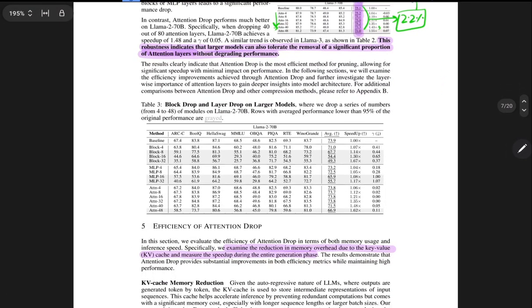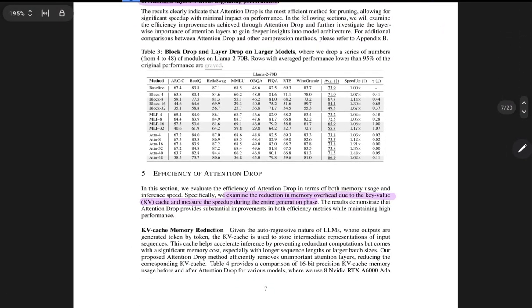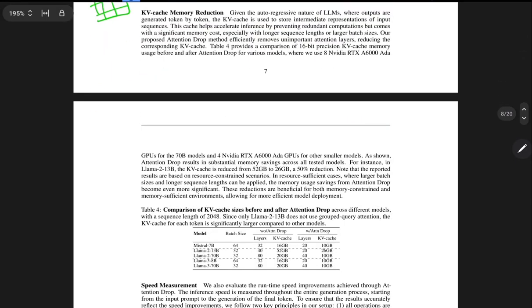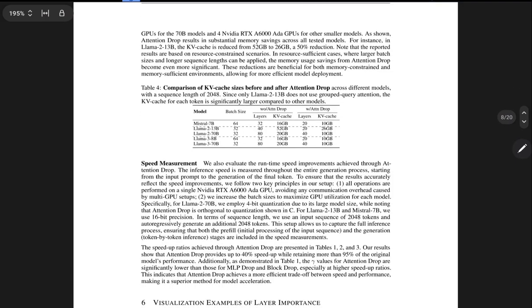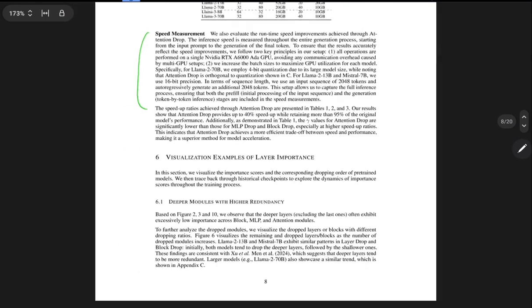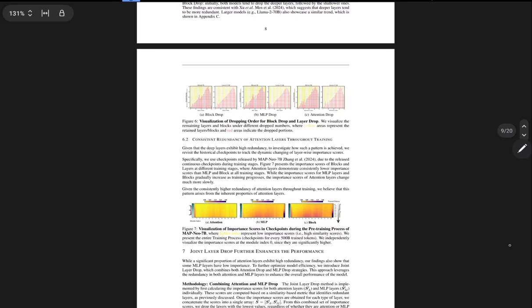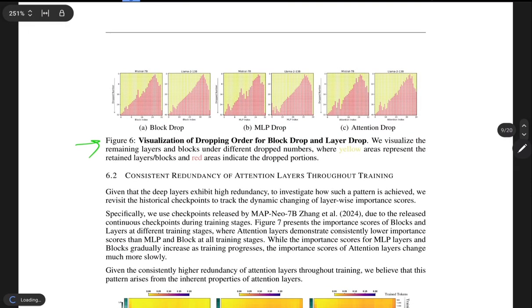Similarly, for the efficiency of attention drop, they are saying we examine the reduction in memory overhead due to the key-value cache. So the KV cache, I think you all know, we have this KV cache where we store things that we don't want to calculate again, and we measure the speed up during the entire generation phase. So obviously this will also reduce the attention layers, right? And this leads to a reduction in memory, and we have already seen the speed measurement part. The rest of the things that they are showing are the visualization of importance scores and the visualization of dropping order, and most of the time you will see that for attention layers things work perfectly for us, right? So attention layer dropping works best for us.